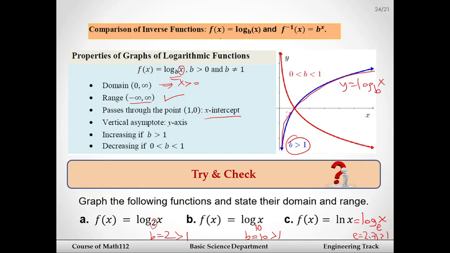Now, look at the domain and the range. So the domain and the range will be, as stated here, from 0 to infinity. This is the domain. And the range will be, again, from minus infinity to infinity. So for all of them, the domain is the same and the range is the same.